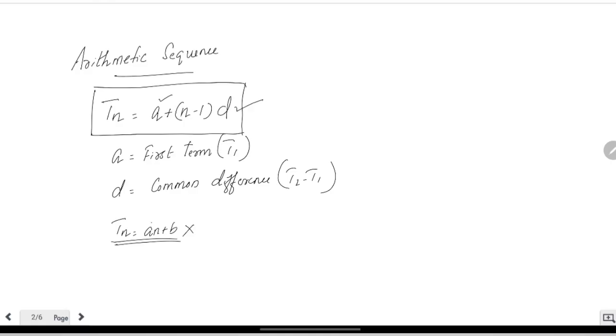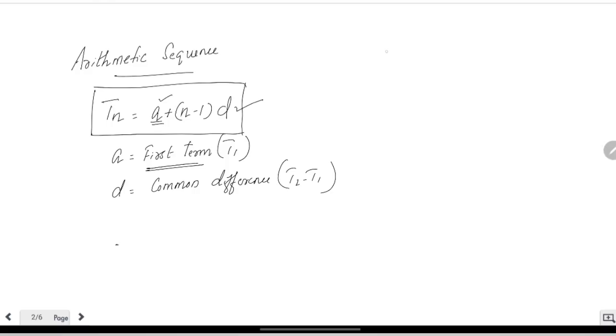Here this a and that a are different. Here a means the first term, that is T1 is a, and d is the common difference. How do you get the common difference? Second term minus first term. Whenever you take two consecutive terms, second term minus first term is the common difference.